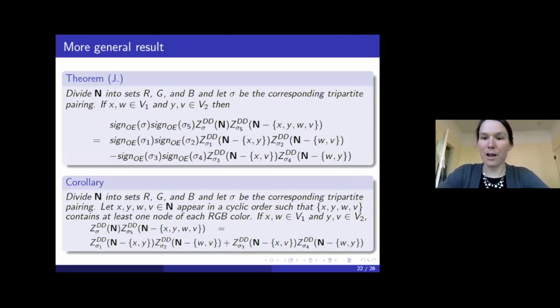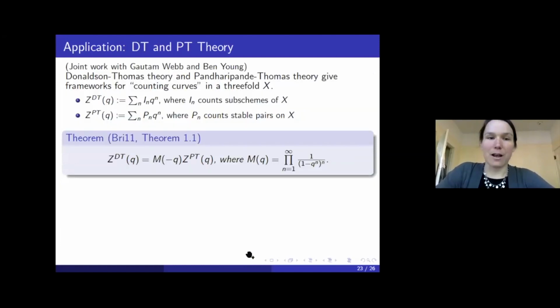I have just a few minutes left, so I want to get to the application to the problem in enumerative geometry. Again, this is joint work with my advisor, Ben Young, and his other student, Gautam Webb. This is an application to a problem in Donaldson-Thomas and Pandharipande-Thomas theory. Those are both branches of enumerative geometry.